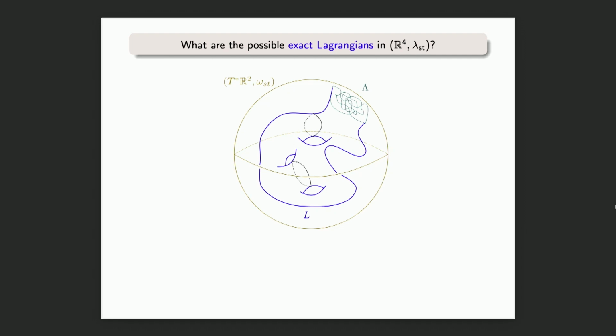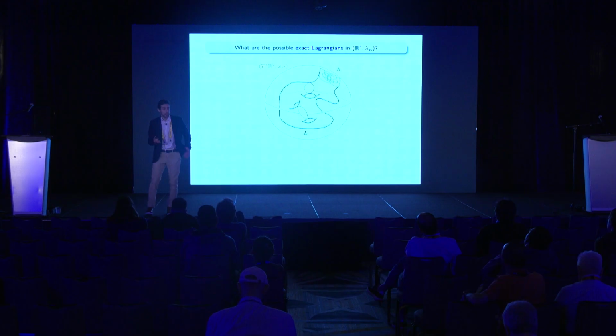And here, the first thing you need to be precise about is when do you consider them to be equal? And here I'm just going to tell you. You say two exact Lagrangians are considered to be equal if you have a family starting at one and ending at the other that is the identity near the boundary. So, compactly supported deformations through exact Lagrangians.